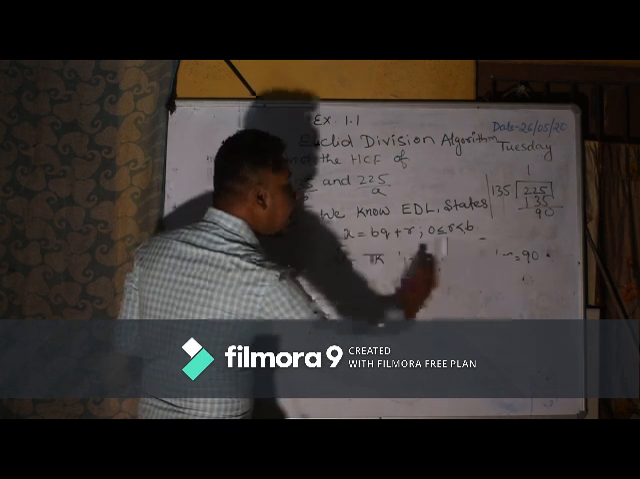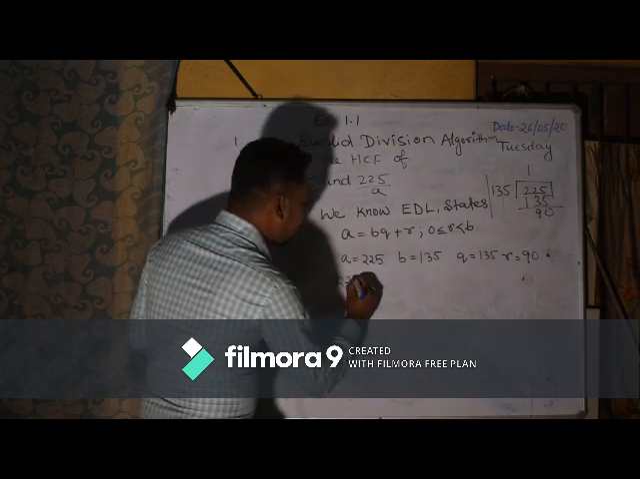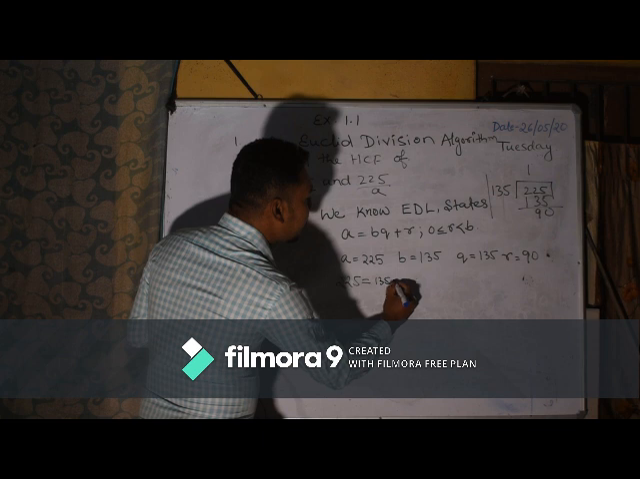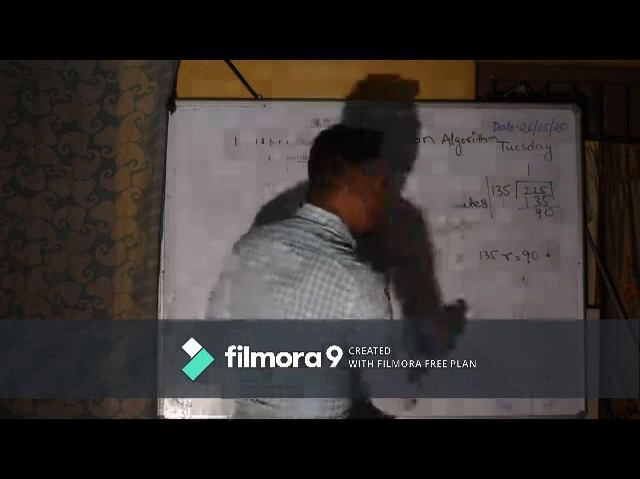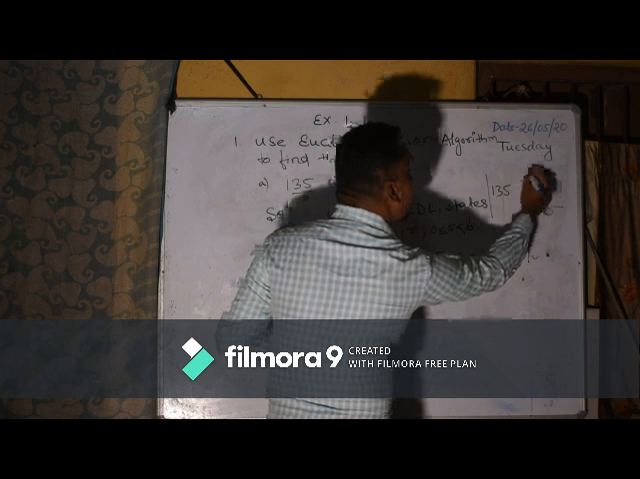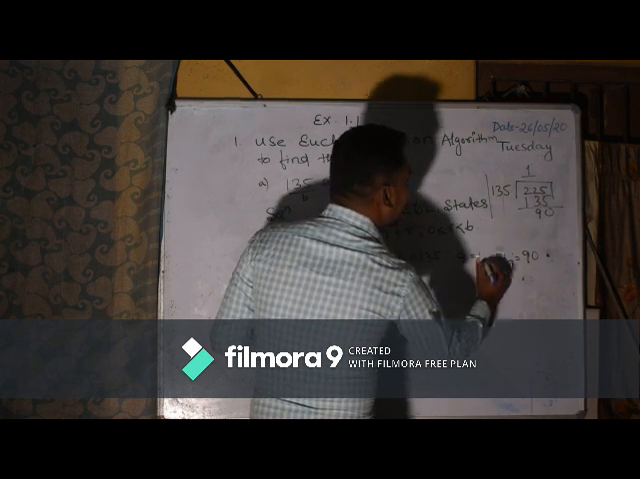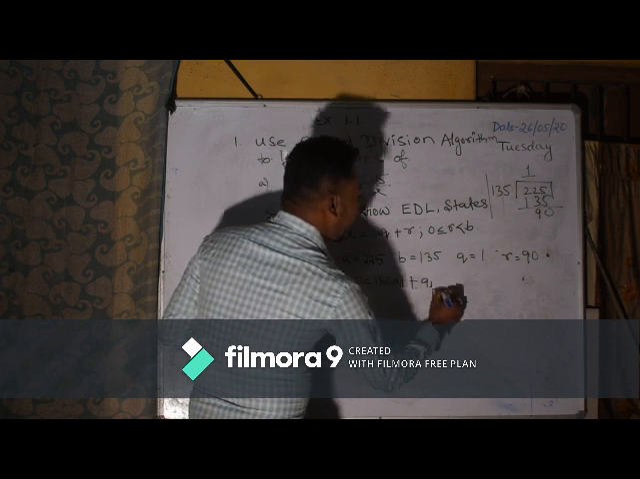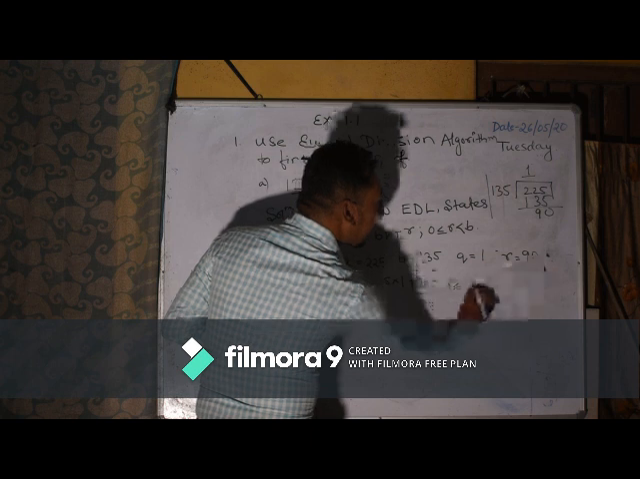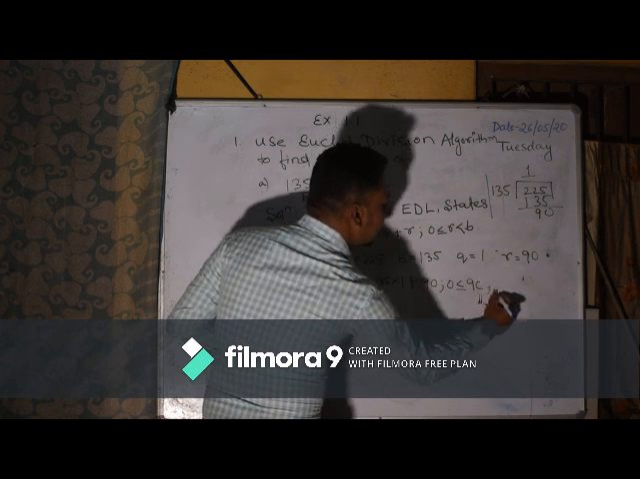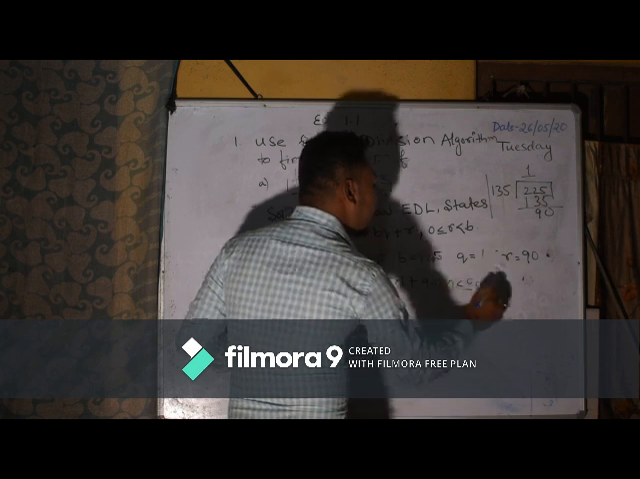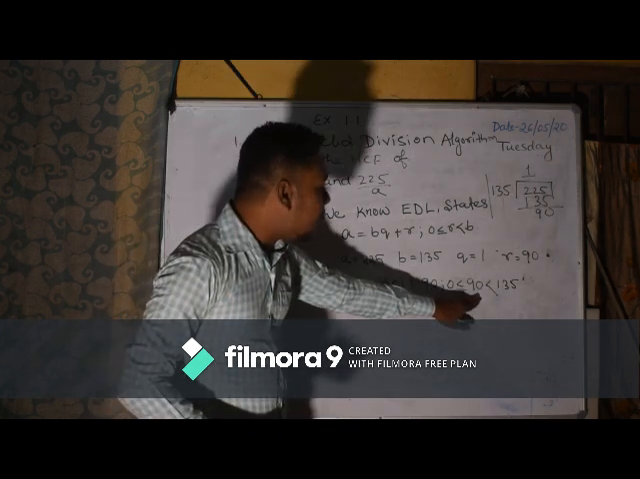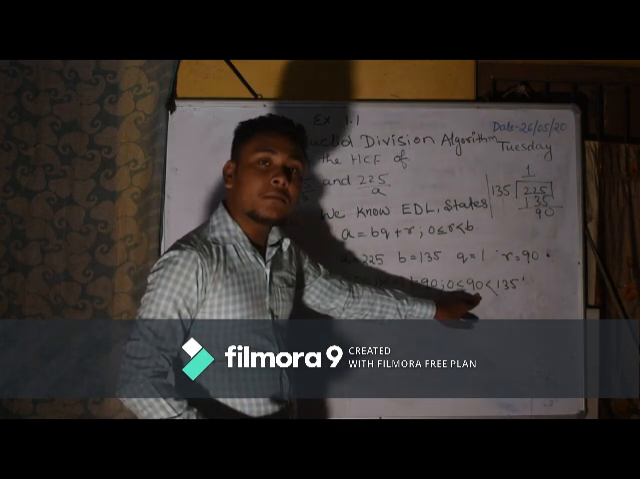According to this formula, we will arrange this. 225 is a, b is 135 into q. Sorry, I think I have written q wrong. q was 1, so q will be 1, plus r, where 0 is less than or equal to r, which is 90, less than b. The value of b is 135. So you can see the value of r has not become 0 yet.